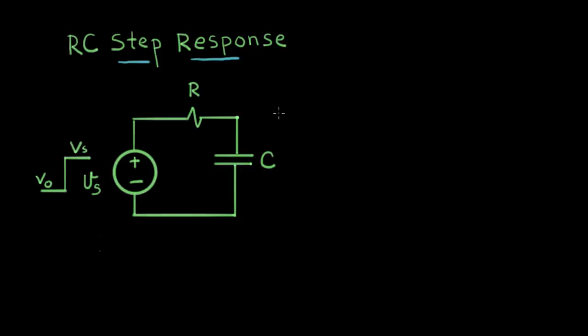So the step response is something that happens in a circuit when we drive the circuit with a step voltage. That's a step voltage shown right there. And this response is going to be related closely to the natural response of an RC circuit. And if you haven't seen that video yet, I want to encourage you to take a moment and go watch the video on the RC natural response, because I'm going to use that result right here.